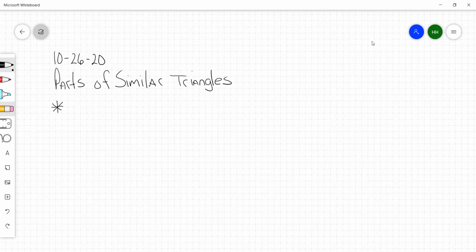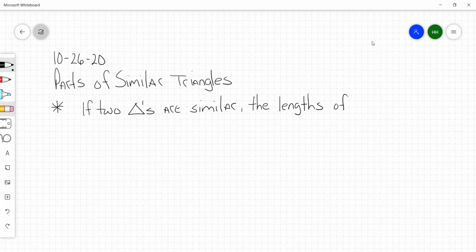No, we're going to do them individually. Never mind. If two triangles are similar, the lengths of the corresponding altitudes are proportional to the lengths of the corresponding sides.